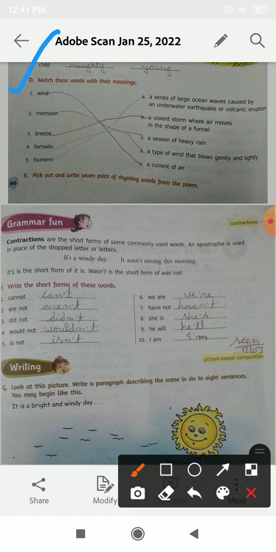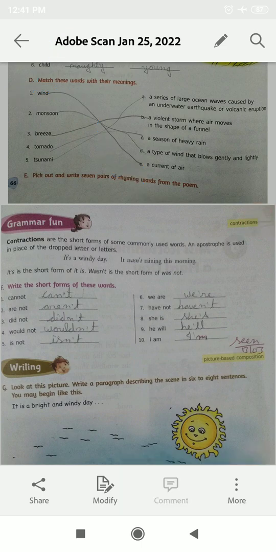Now, students, here the first word is wind, and you have to match wind with option E. Okay, so students, this is option E, that is a current of air. Now you have to match number 1 with option E. Now the sentence is wind or current of air.